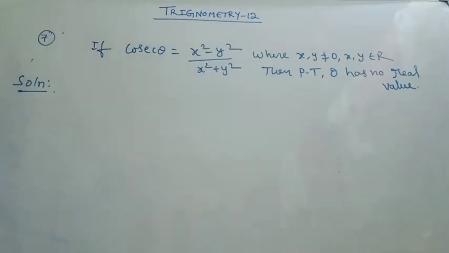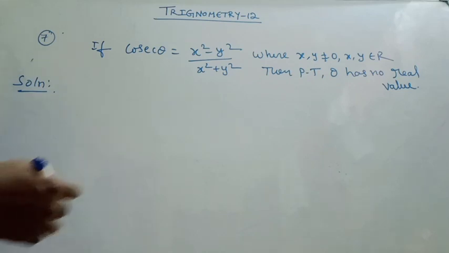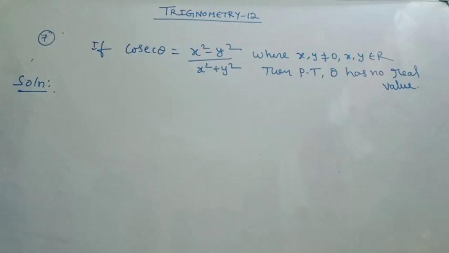Okay, this problem: if cosecant theta equals (x square minus y square) by (x square plus y square), where x, y are not equal to 0 and x, y belong to real numbers, then prove that theta has no real value.